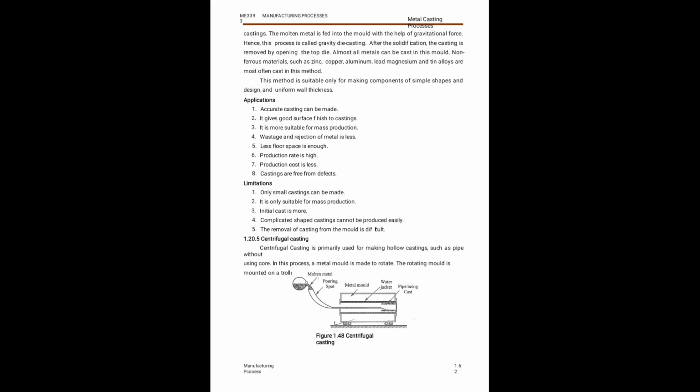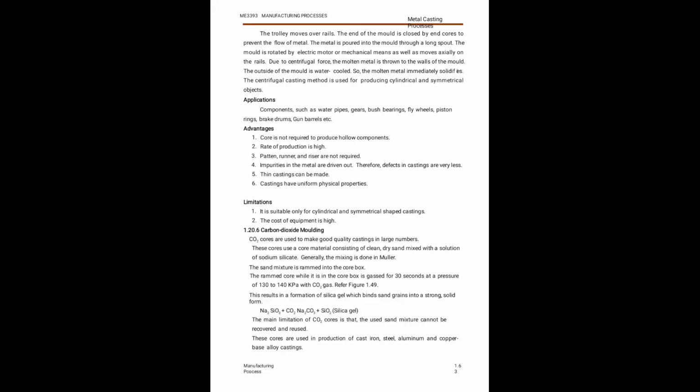And next one, centrifugal casting. Centrifugal casting is mainly used for making hollow castings such as pipes, without using a core. In this process, the metal mold is a rotating mold mounted on the rail, and it moves continuously as well as rotating. The trolley moves over the rail. The end of the mold is closed by an end core to prevent the flow of metal.